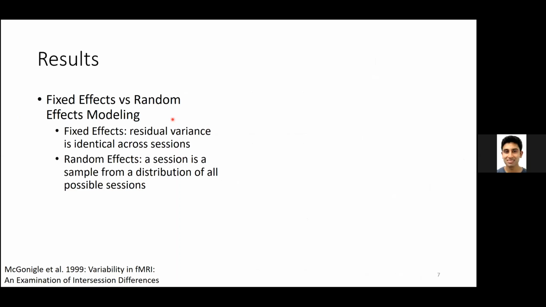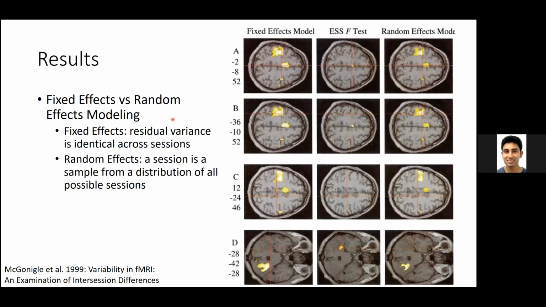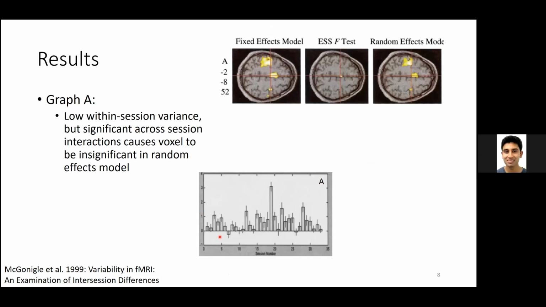To more rigorously assess the effect of this, they used fixed effects and random effects modeling. I'll skip over some of this part, but I think the more important and intuitive part of their results was this graph right here. What you can see here is that most of these voxels demonstrated low within session variance. That's determined by the fact that these error bars relative to the signal are relatively small.